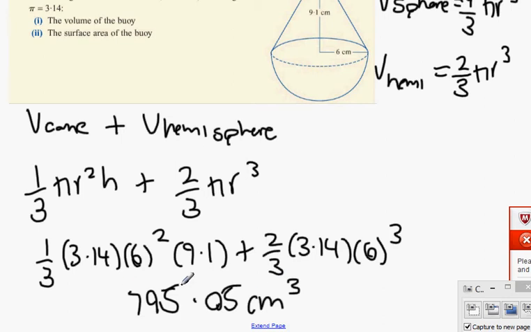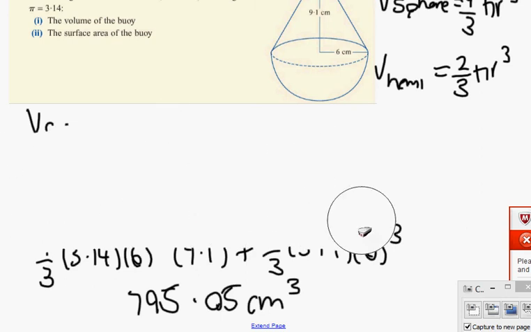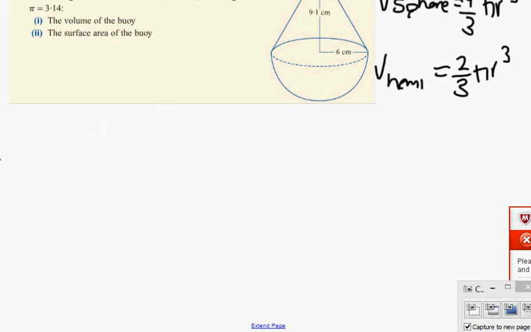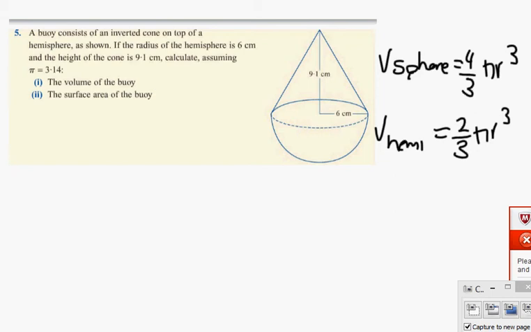Now, here's the hard one. Once we have that done, the next thing we have to do is find the surface area. Now because this object is closed, do you remember the circle we used to add on to both of them? This part here is contained within the object. Therefore, you're not going to be using any circles. You're just going to be using the curved surface area of the cone and the curved surface area of a hemisphere.